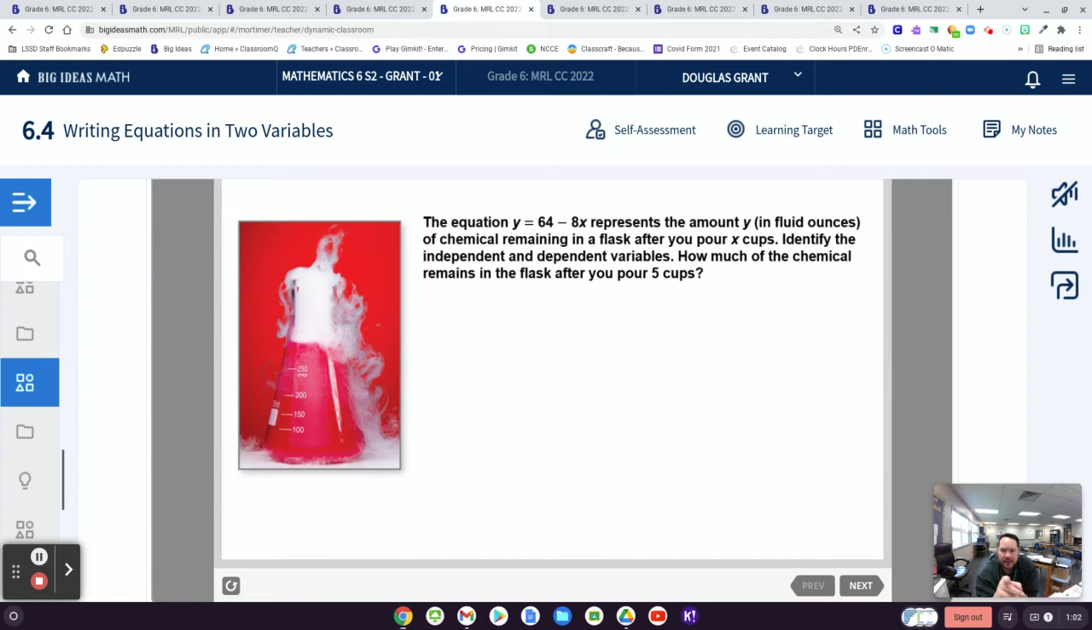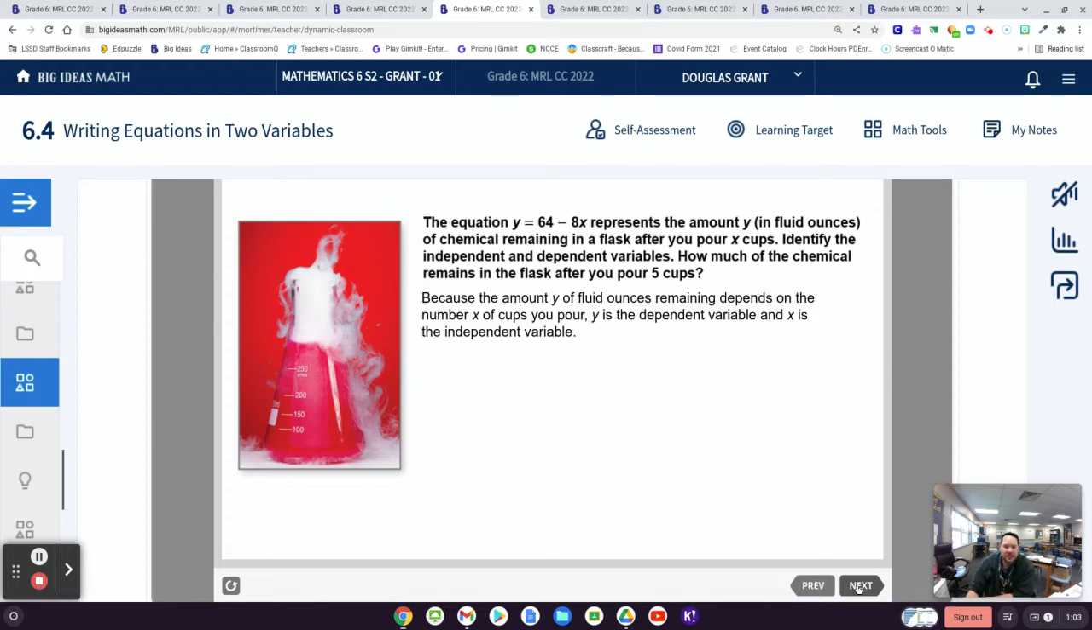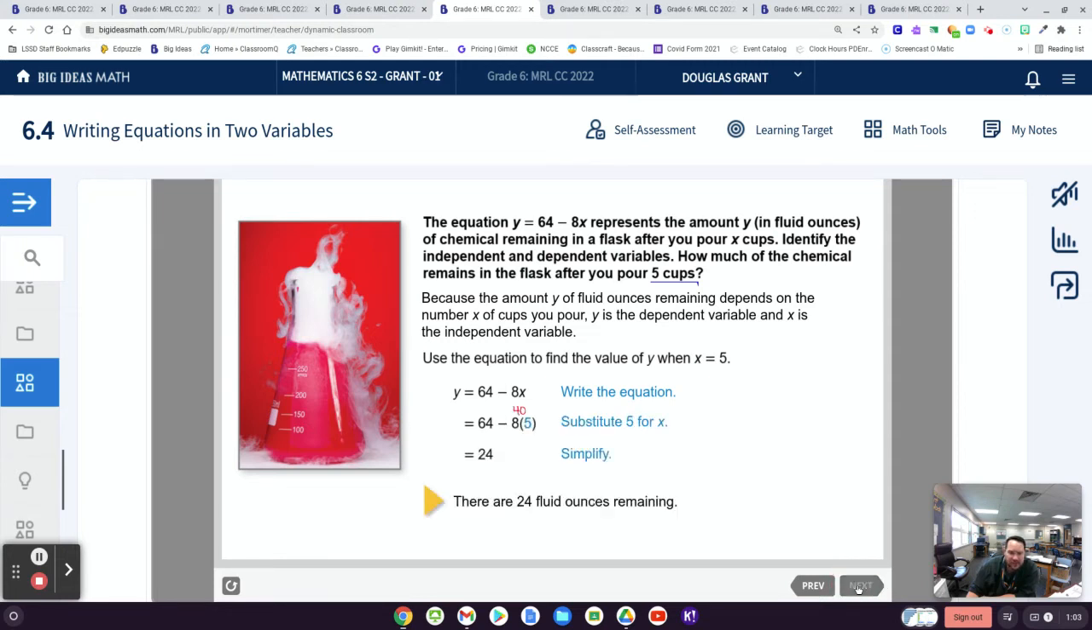The second part of this is how much chemical remains after you pour 5 cups. So when x is 5, what is y? To solve that, you replace x with 5. You do 64 minus 8 times 5. 8 times 5 is 40. 64 minus 40 is 24. Therefore, there are 24 fluid ounces remaining.